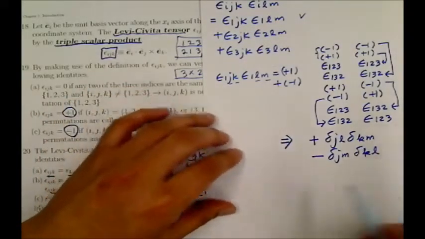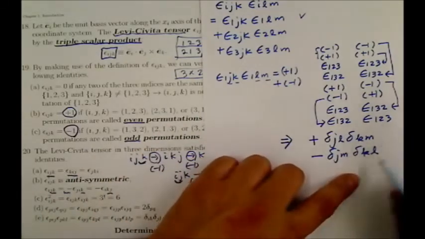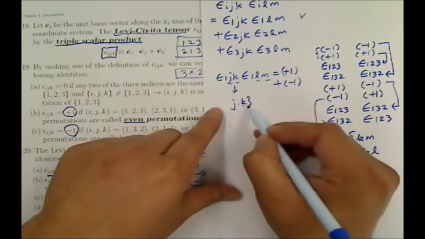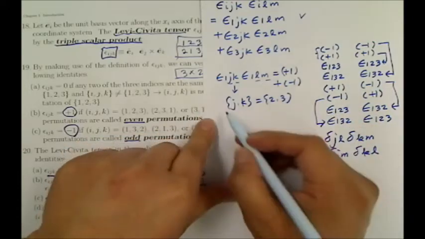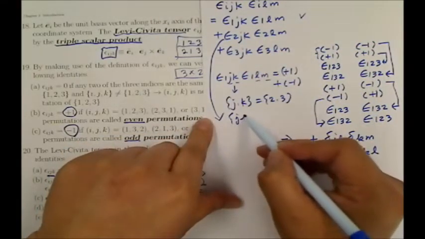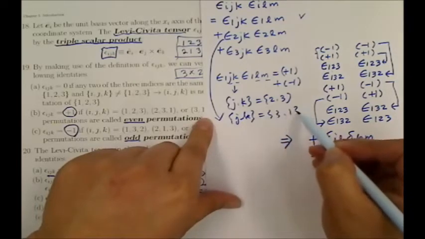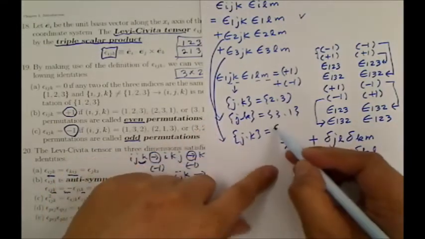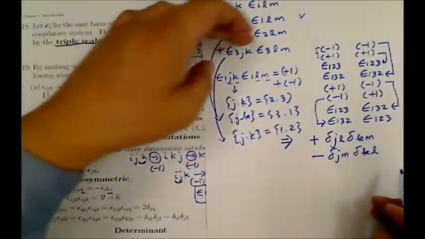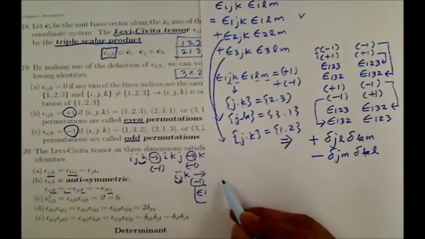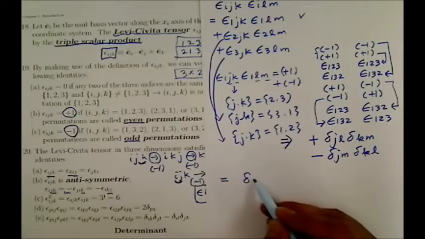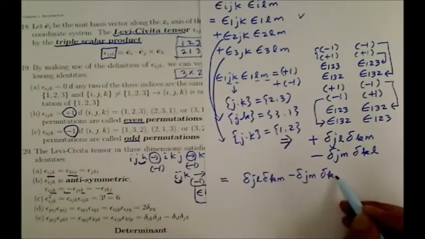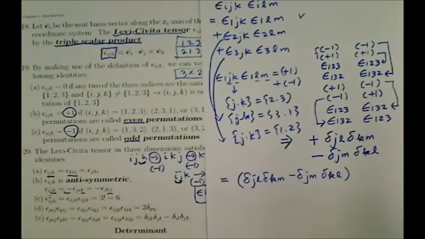In summary, this is the case for JK is 2, 3. JK is 2, 3. And in this case, JK equals 3, 1. And this case is JK equals 1 and 2. If I list all these cases, the final result is delta JL delta KM minus delta JM delta KL. This is the answer.